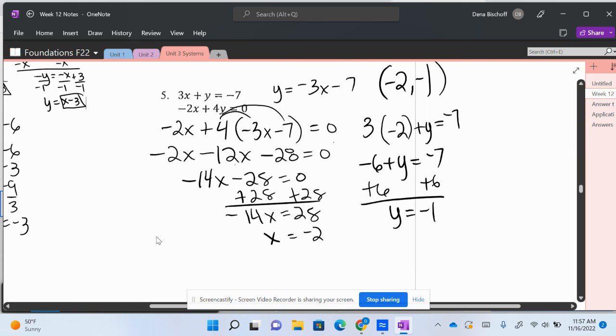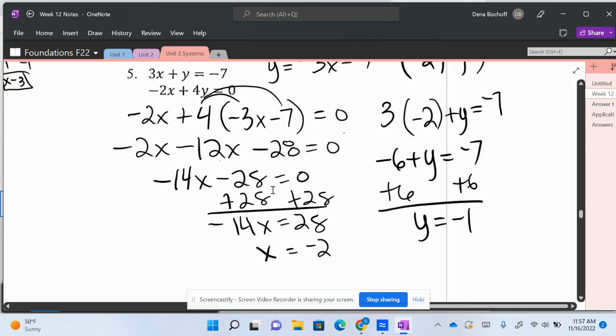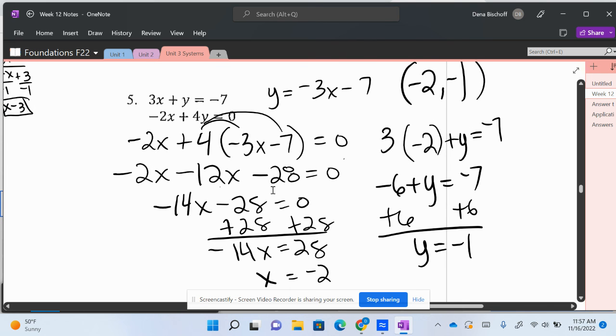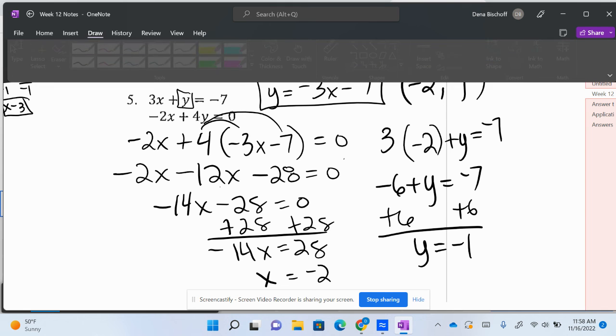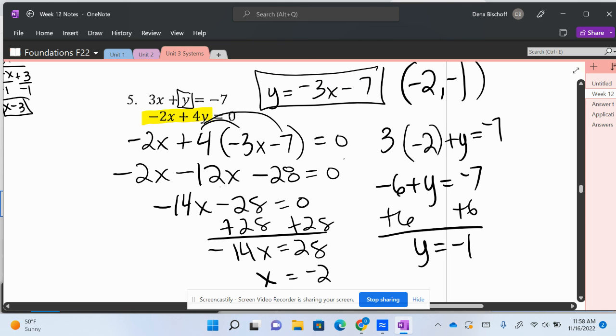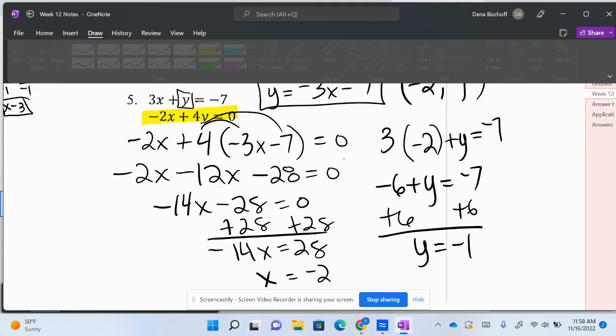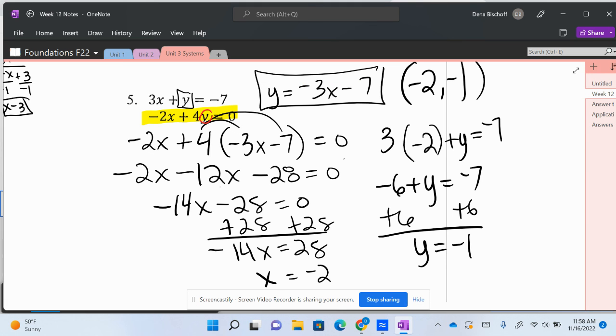Ladies. For you ladies, here's what I did. You see how y is already almost by itself? It doesn't have a coefficient. I subtracted 3x from both sides. So this is what I started with: y equals negative 3x minus 7. Then I went to the second equation and replaced my y with negative 3x minus 7.